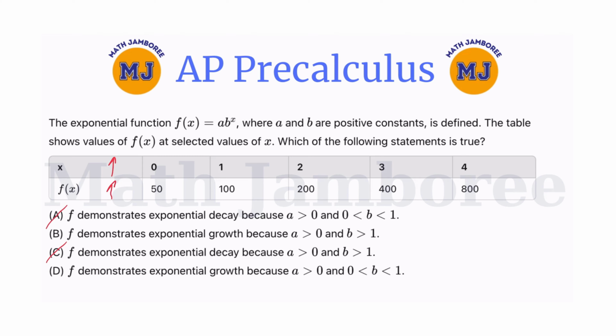The only difference between them is that, as you can see, b is greater than 1 in choice B, and choice D says b is between 0 and 1. So let's find the value of b. To do that, I'm going to use the given data. So let's start with using this data.